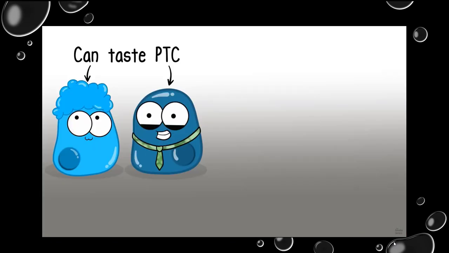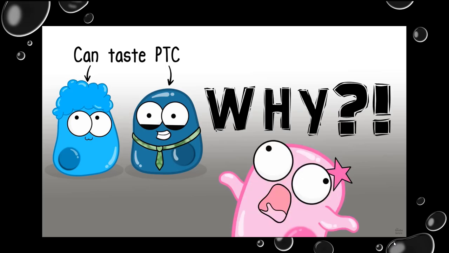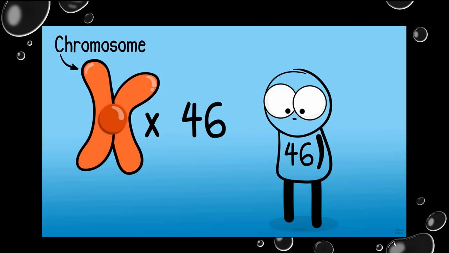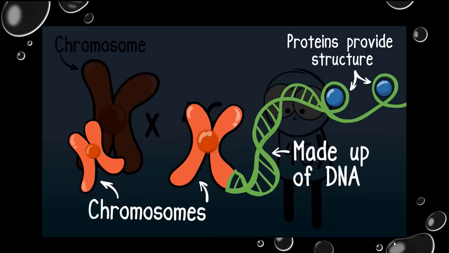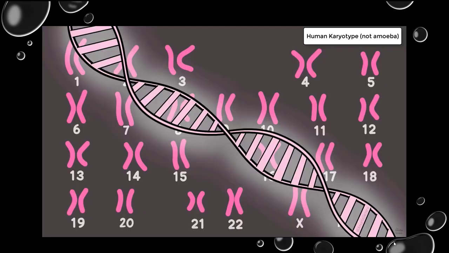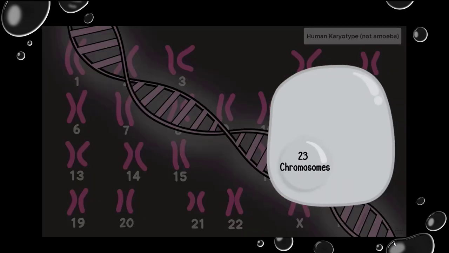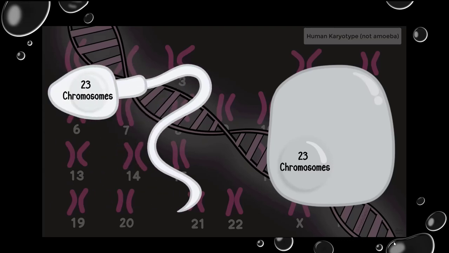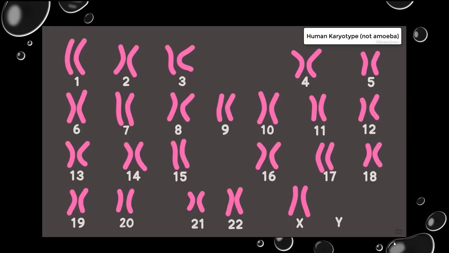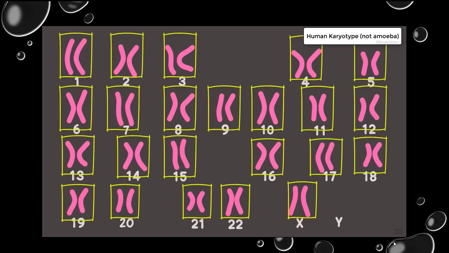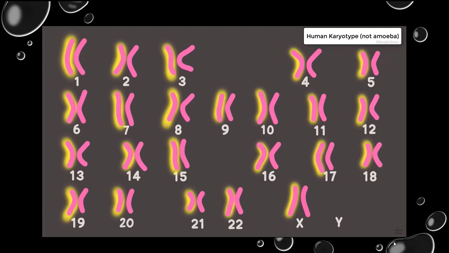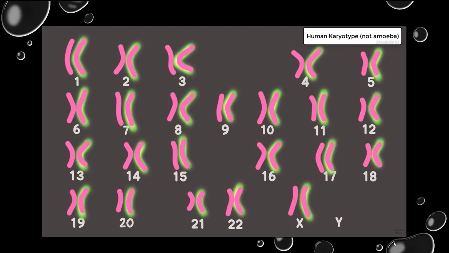One thing I have found so interesting is that my parents can both taste PTC. So why can't I? Recall that humans have 46 chromosomes. Chromosomes are made up of DNA and protein. It's a condensed unit of DNA. My whole genetic code is represented by these chromosomes. You inherit 23 chromosomes from your mother and 23 chromosomes from your father. Here's all 46 of them right here. As you can see, there are 23 chromosome pairs. Each pair has one chromosome from one parent and one chromosome from my other parent.